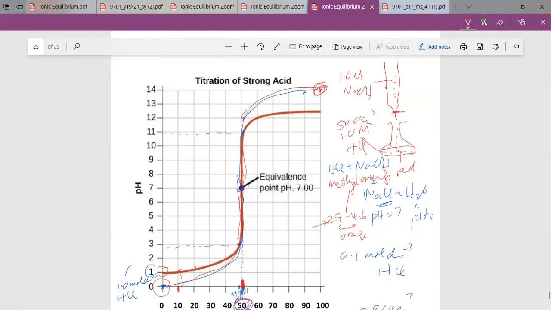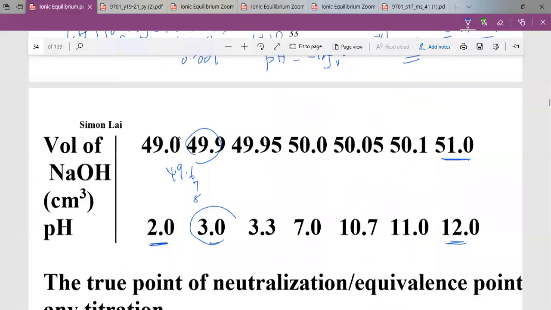And one more drop, just a little above 50, at 50.1, see. 50.05 is 7 already, 50.1 is 11. One or two drops shift it to yellow already. See, yellow already.